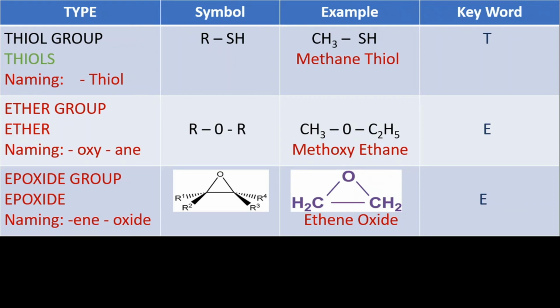The naming is simple. We simply place the word thiol at the end, like CH3SH. It is methanethiol, a methane carrying SH as a group. The letter T can be used as a keyword to remember them.